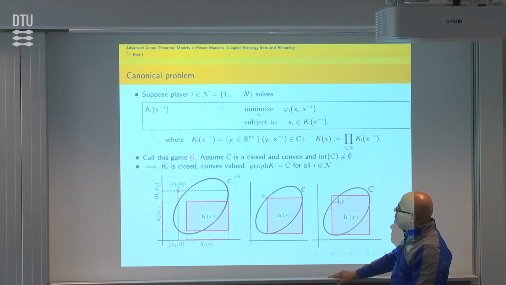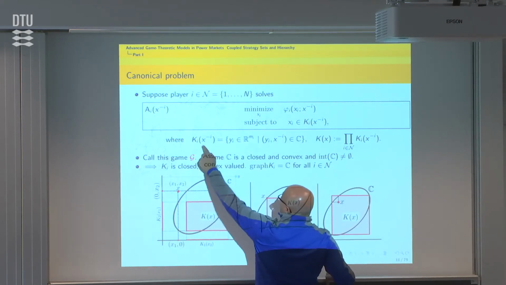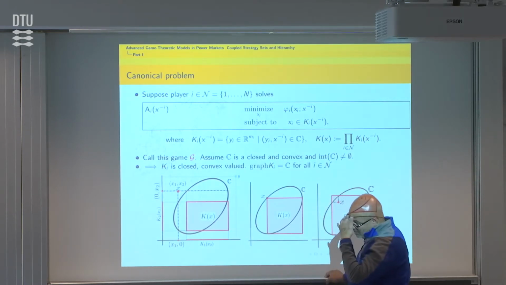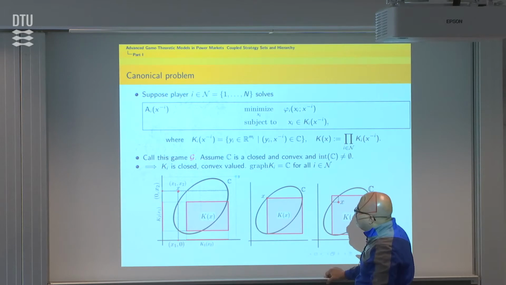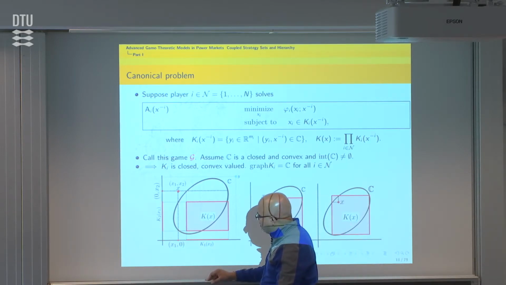Now, this game is closed. Let's call this game G script. And let's assume C is a closed and convex set with a non-empty interior. Now, I'm going to assume that K_i is closed, convex valued, and the graph of K_i is C. Okay. So let's see what this looks like. I want to make sure that everybody sees what this looks like.